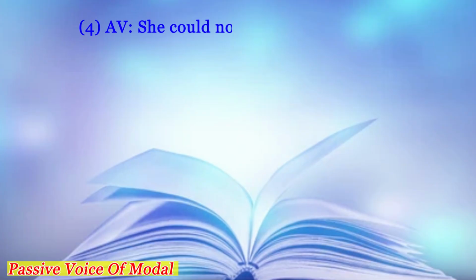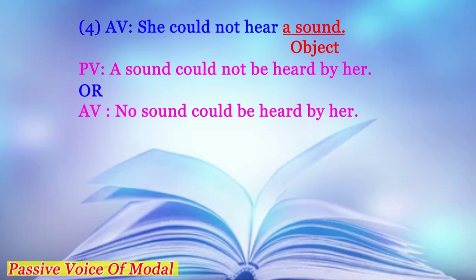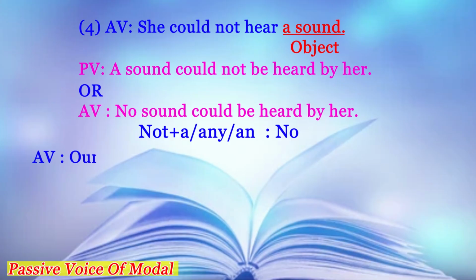She could not hear a sound. A sound is the object, so the object becomes the subject of passive voice: a sound could not be heard by her. I want to inform you of one thing here, which is very beneficial to you. Not plus a or any becomes no. If we want to make the passive voice another way, we can write: no sound could be heard by her.